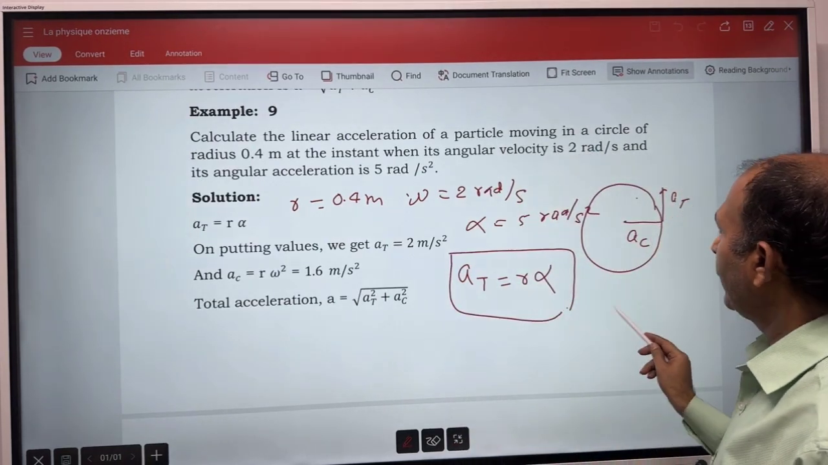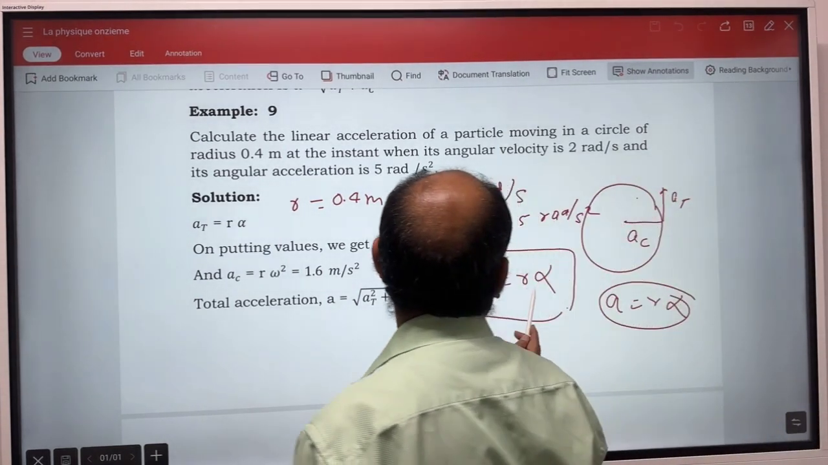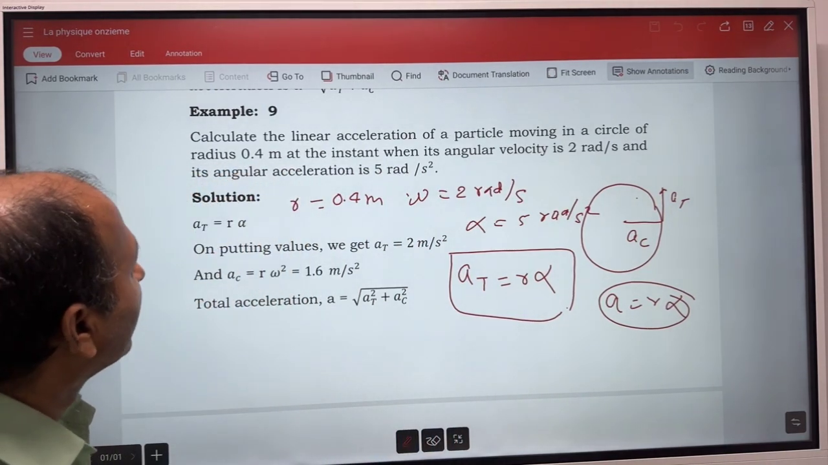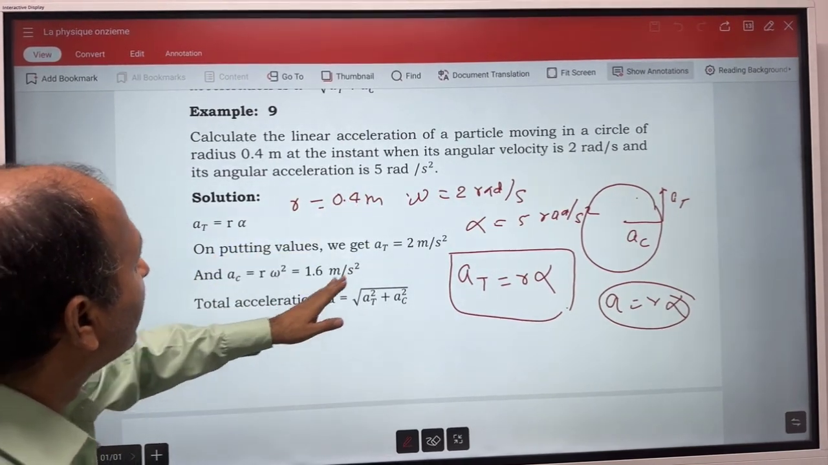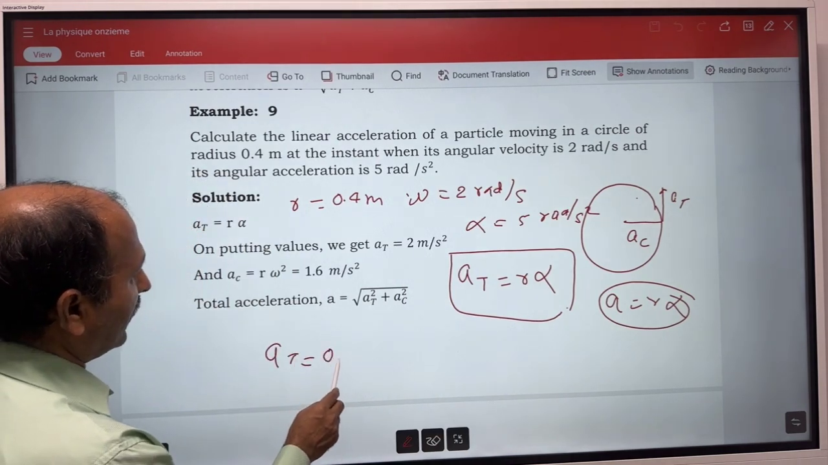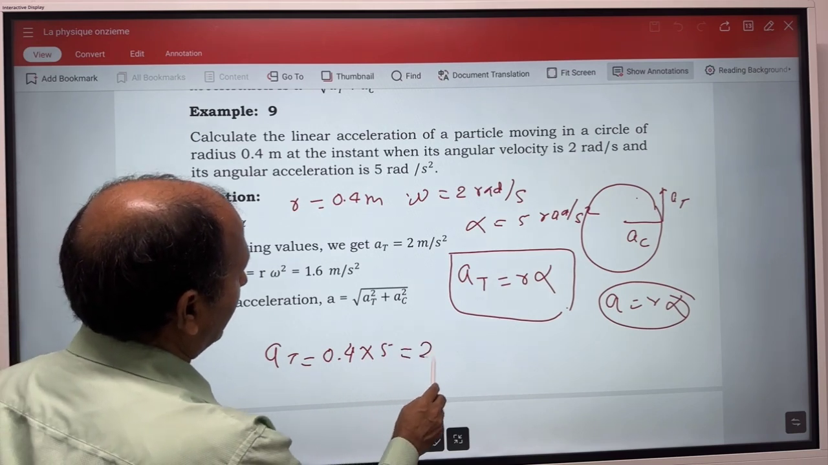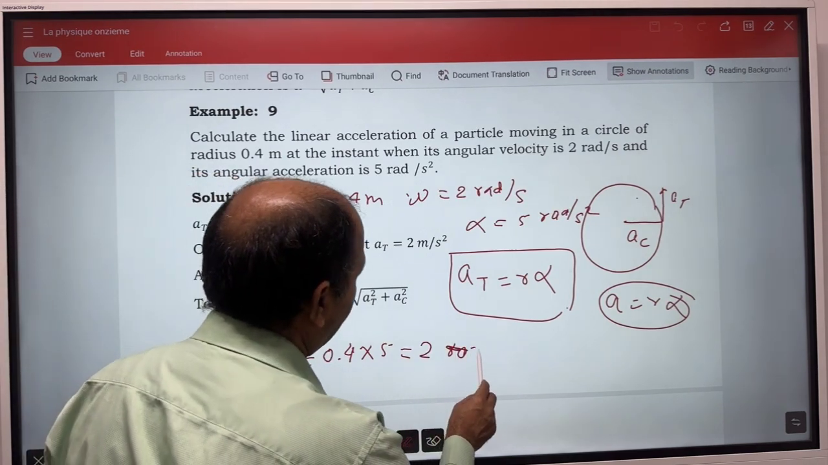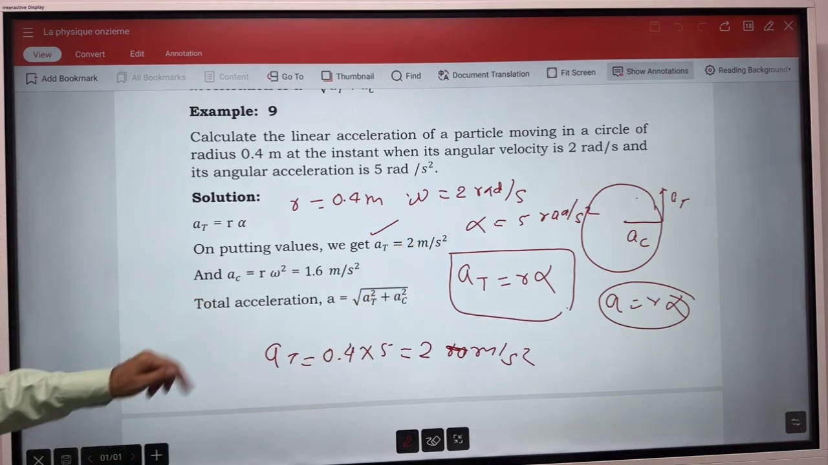If you remember, I derived it: a equal to r alpha. So we can put the values. R is given in our question as 0.4. Alpha is given as 5 radian per second squared. So AT is equal to 0.4 times 5, which gives 2. Here we are deriving linear acceleration, so it can't be radian, it is meter per second squared.